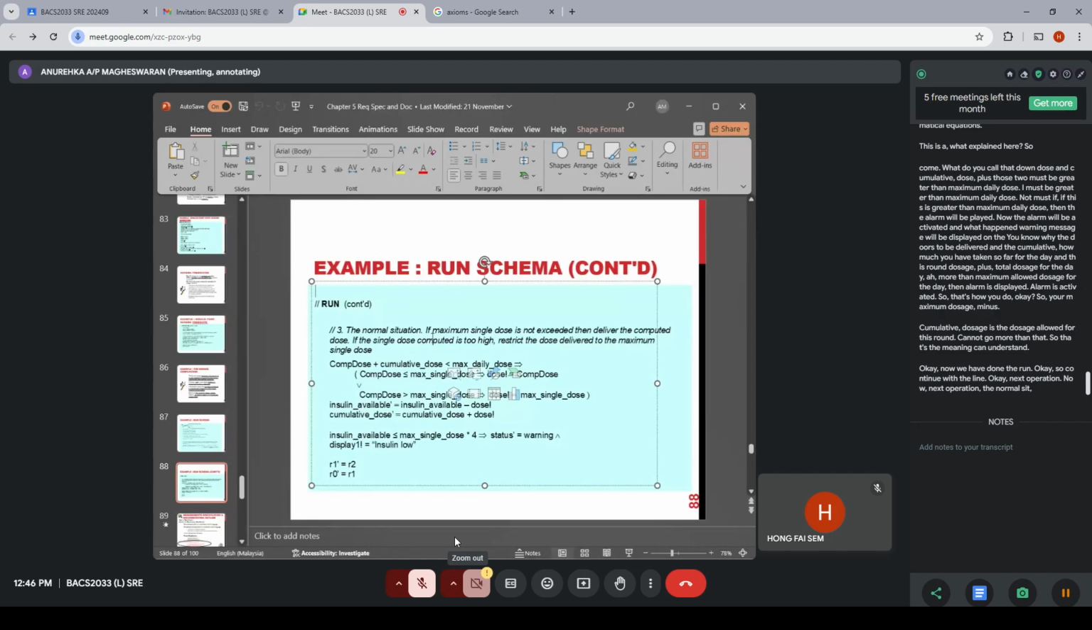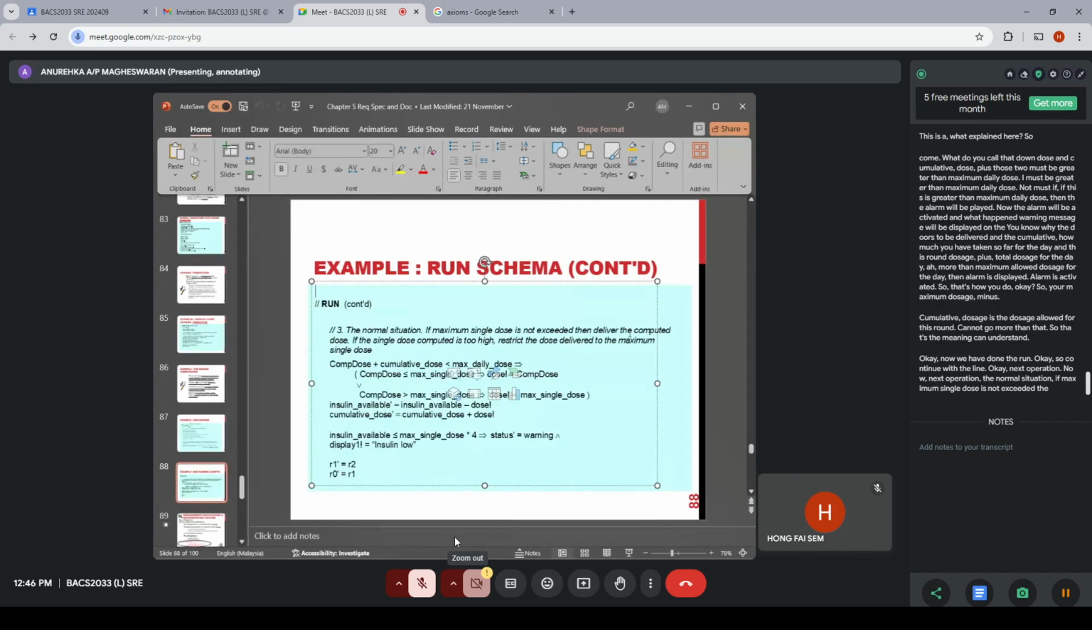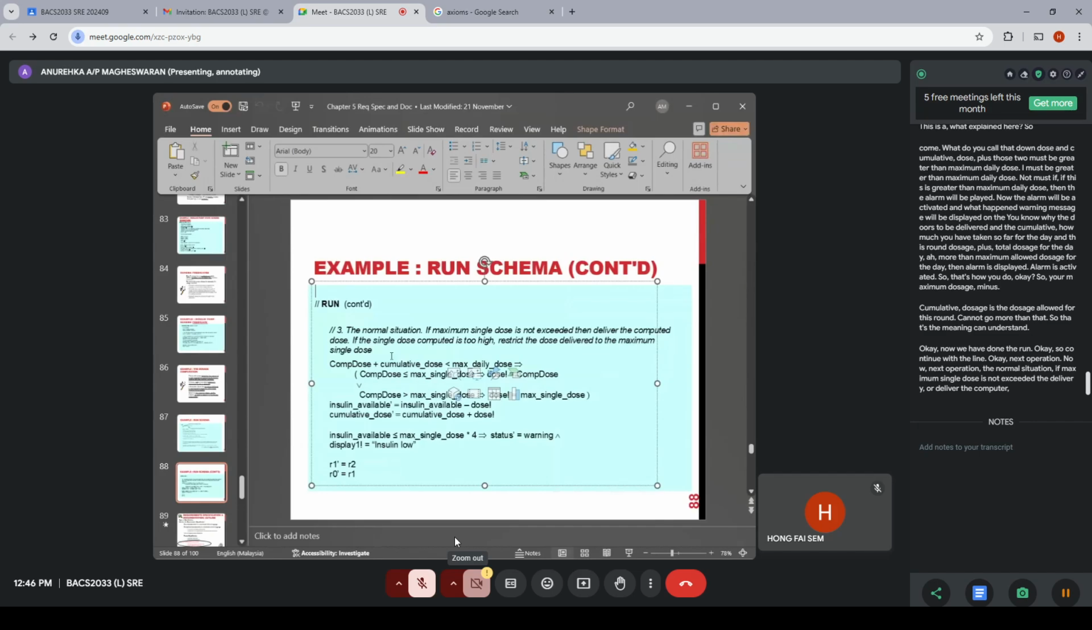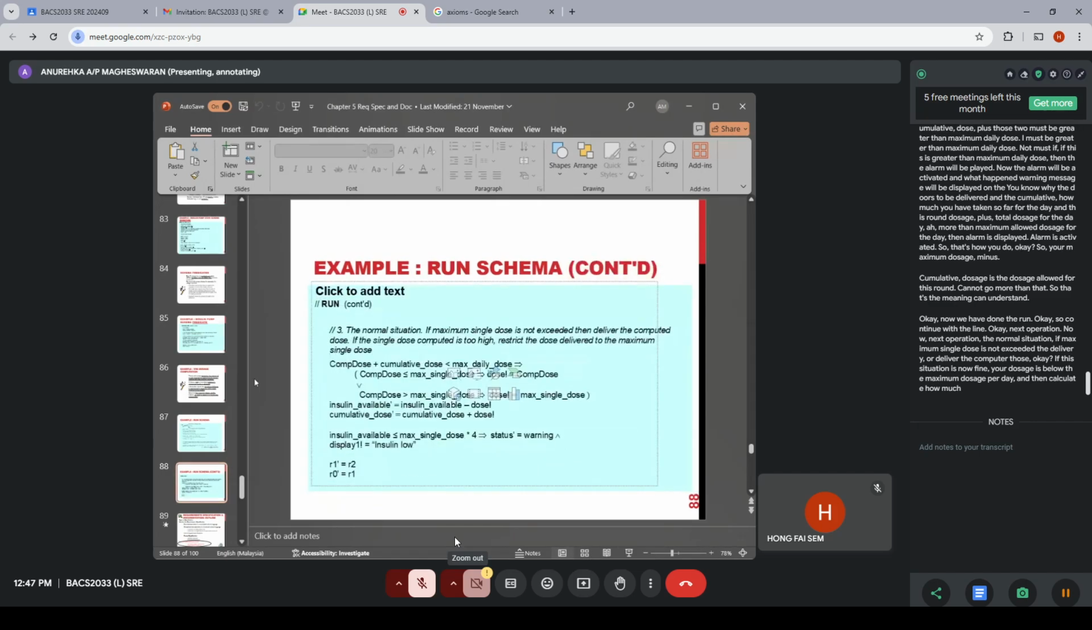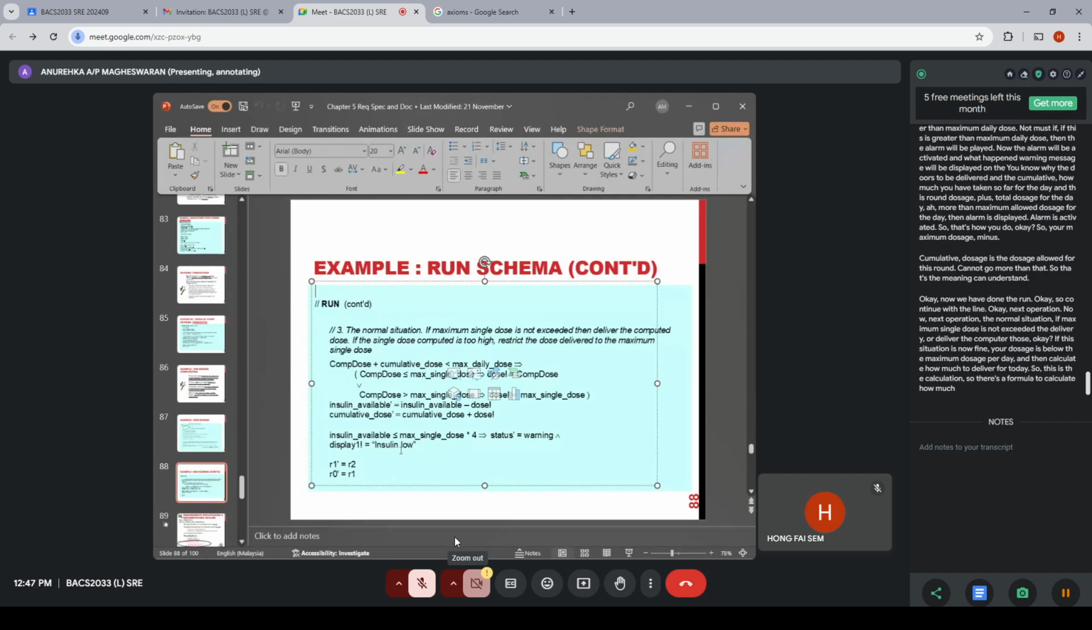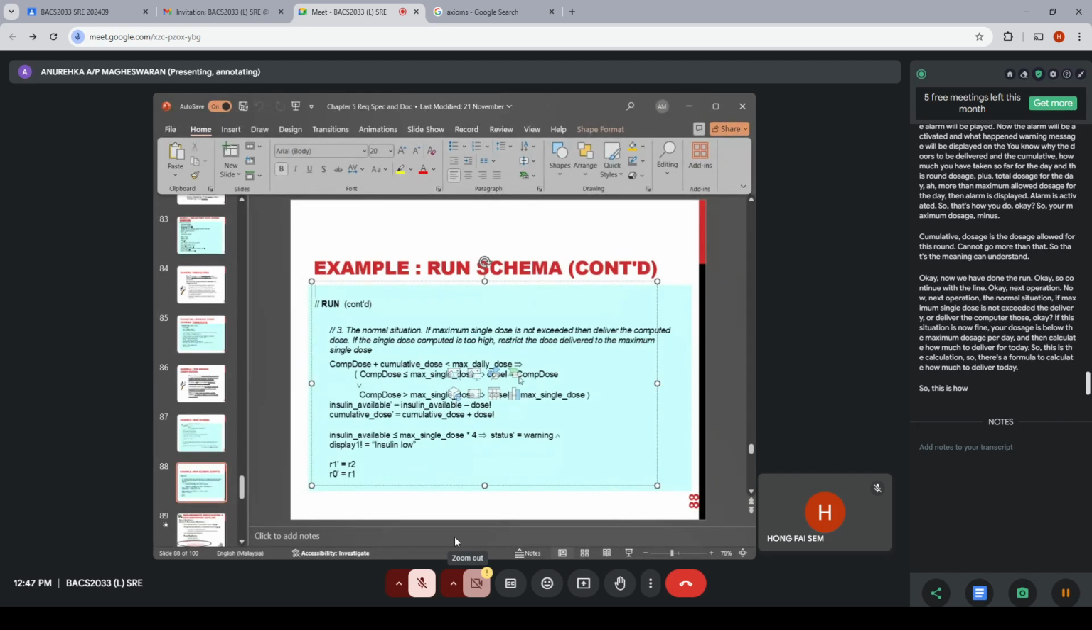The normal situation: if the maximum single dose is not exceeded, then deliver the computed dose. If this situation is fine, your dosage is below the maximum dosage per day, then calculate how much to deliver for today. So this is the calculation. There's a formula to calculate how much to deliver today. So this is how you calculate.